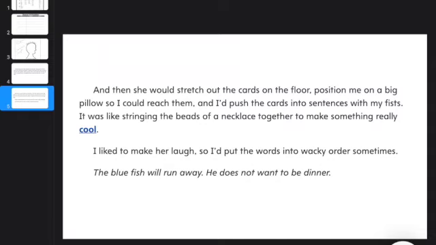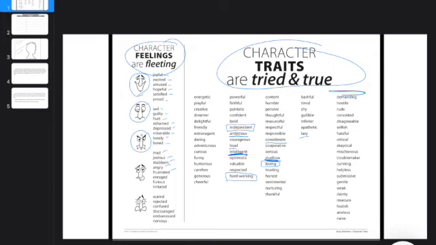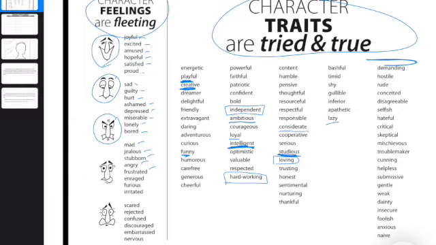Well, I'm not seeing a lot of repeated words there, but I am seeing something that's kind of like a thought. I like to make her laugh, so I'd put the words in a wacky order sometimes. The blue fish will run away. He doesn't want to be dinner. Now, I'll be honest, I don't think that's that funny, but, kind of. But what's a word on here that means somebody that likes to make laugh, or have some laughs? There's funny, playful, creative. Those are thoughts in this person's head.